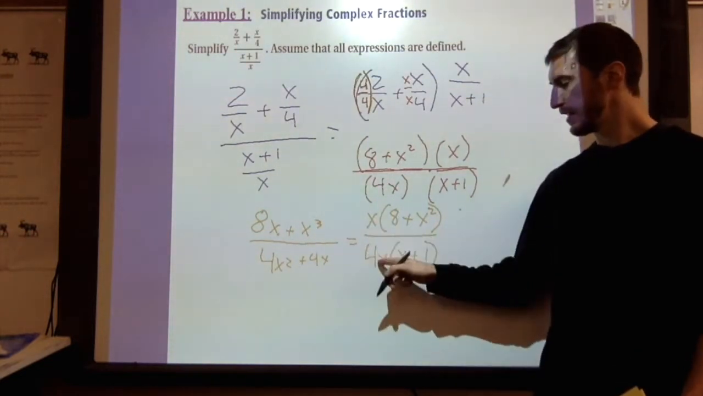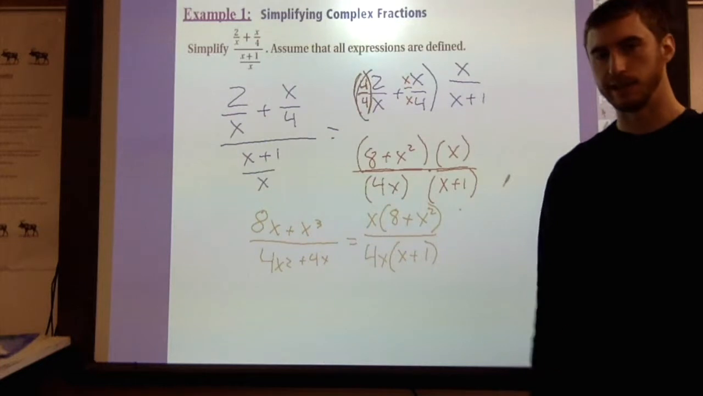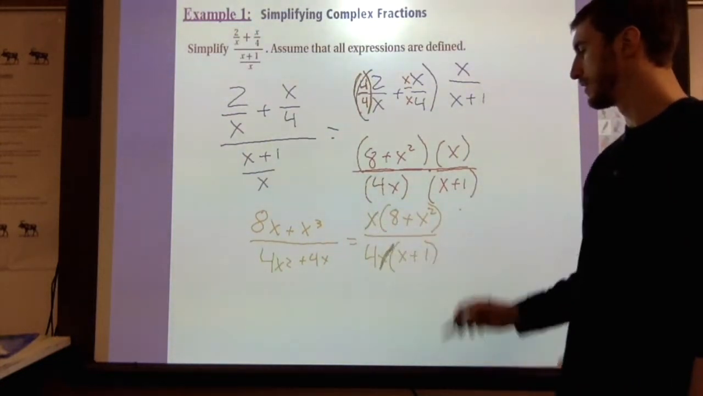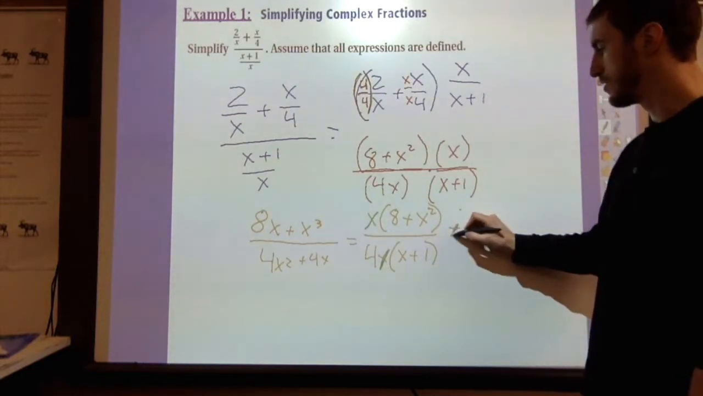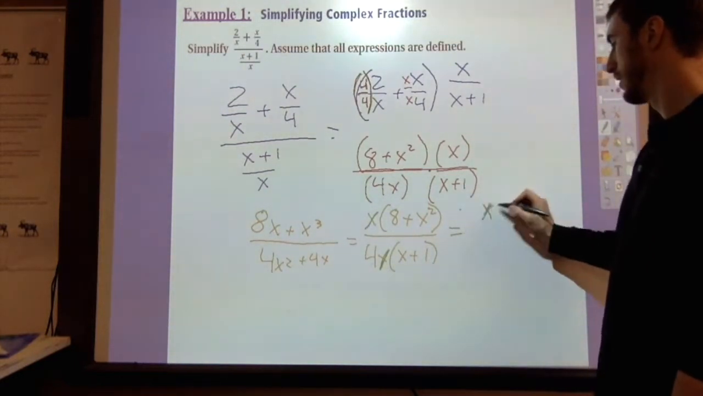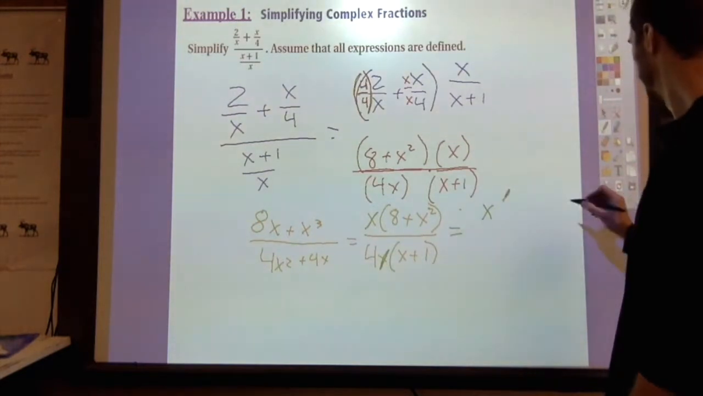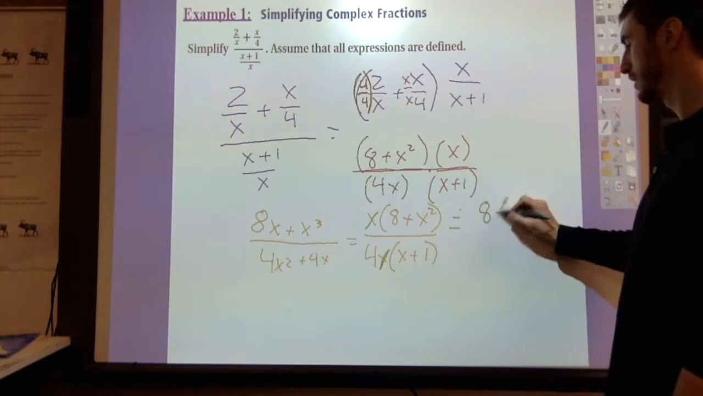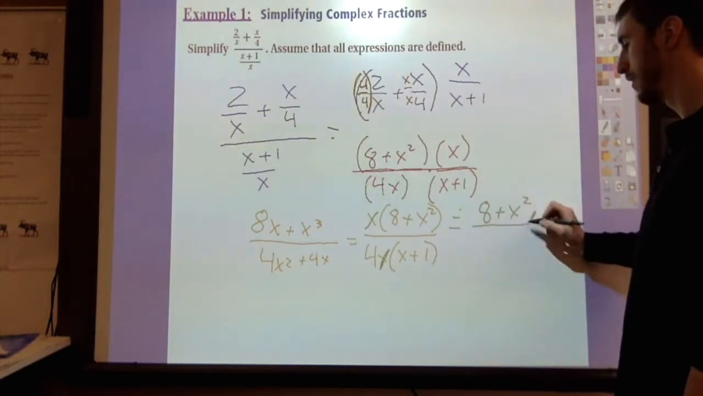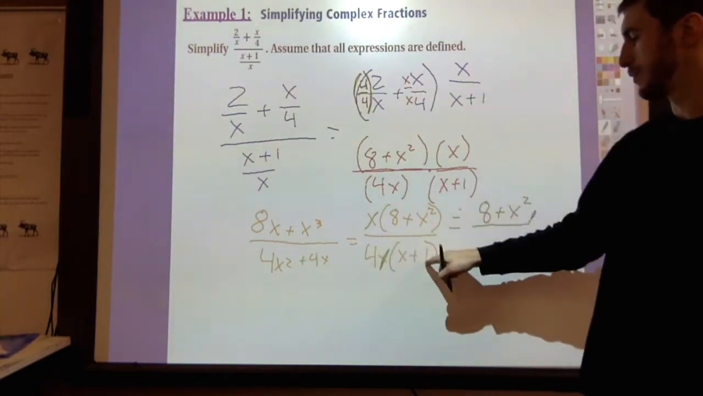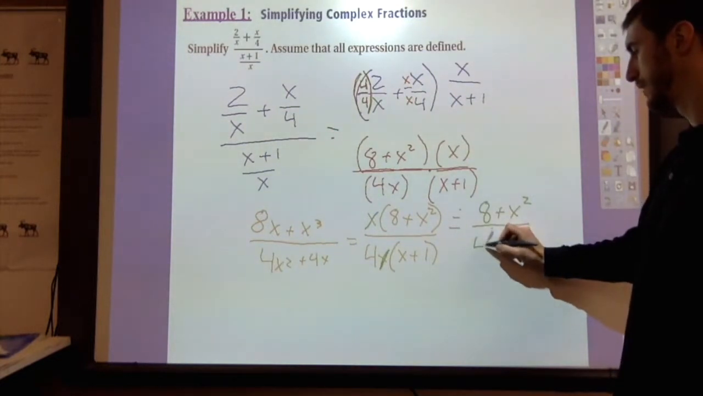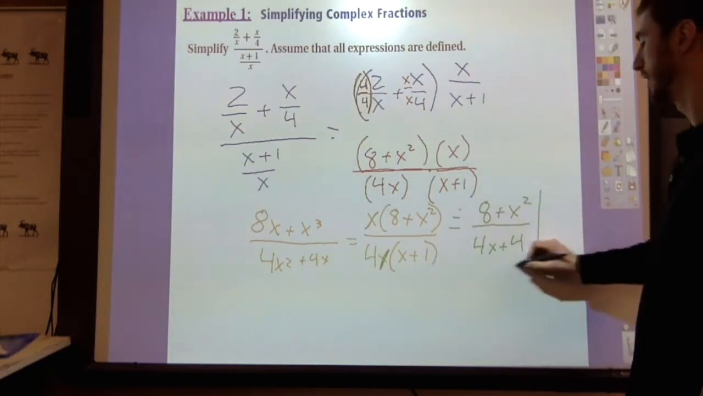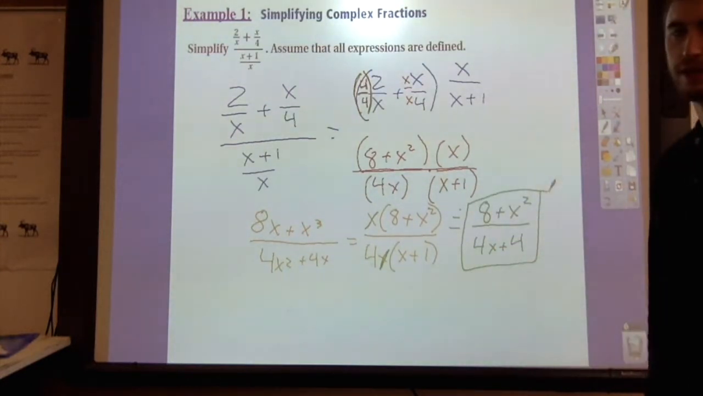Well, we've got an x here and an x here, so we can cancel those out. So I'm going to cancel this x out with this x. And it doesn't look like I can do anything else, so I'm left with 8 plus x squared over 4 times x plus 1, so I'm going to distribute that. It's going to be 4x plus 4, and that is my final answer.